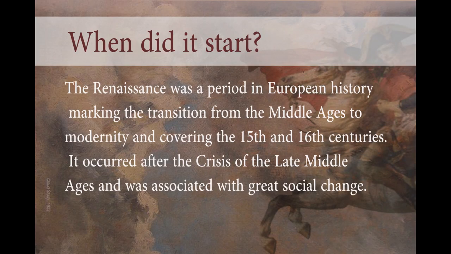The Renaissance was a period in European history marking the transition from the Middle Ages to modernity and covering the 15th and 16th centuries. It occurred after the crisis of the late Middle Ages and was associated with great social change. Some famous artworks during that time are Mona Lisa, David of Michelangelo, The Last Supper, and more.